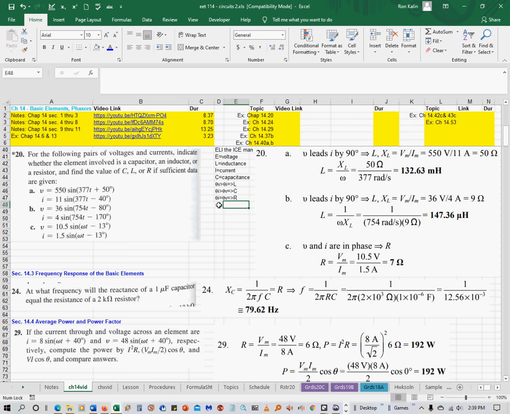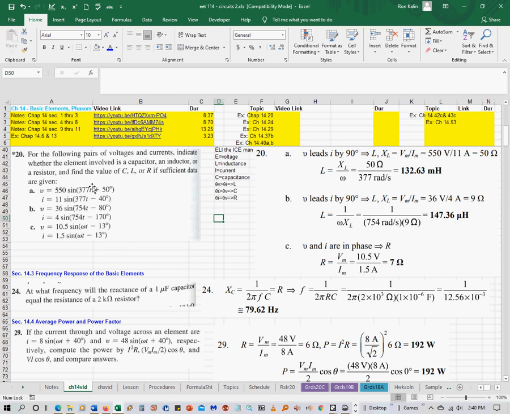Well, the easiest way that I was taught to remember this is to remember ELI the ICEman. What does that mean? Well, if E is representative of voltage, L of inductance, I of current, and C of capacitance, the plus means that something is leading. So let me put it another way. It doesn't necessarily mean that.